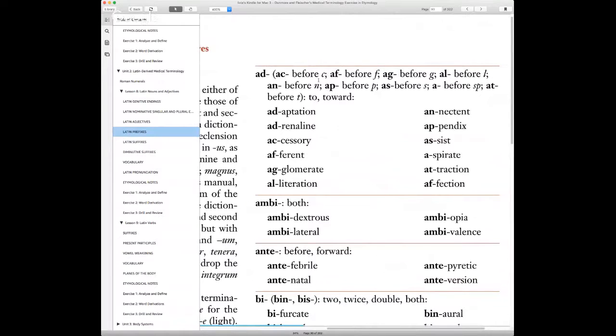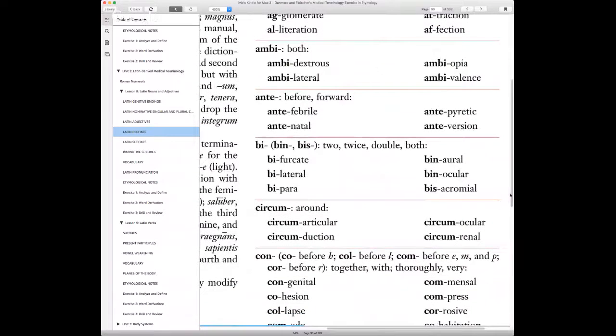AD can be AC, AF, AG, AL, etc. AM, AP, AS, A, and AT. I really recommend you write all this down, because as you see, this prefix meaning to or toward is used in all of these different English words, even appendix, aspirate, assist.